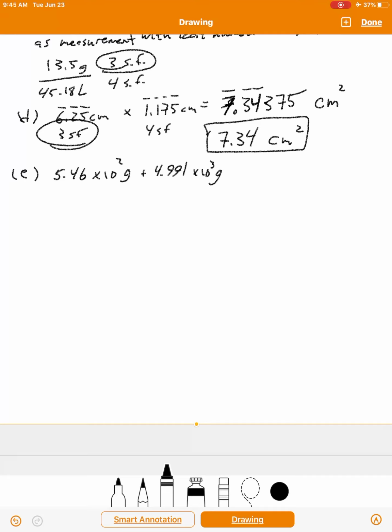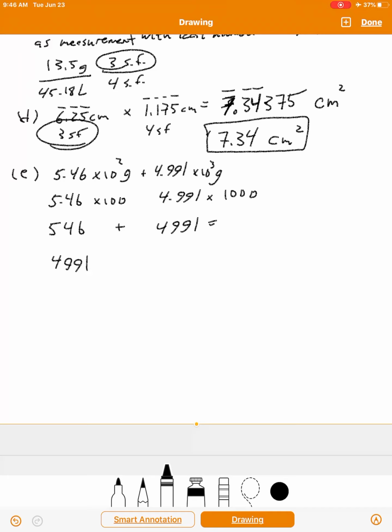So there's a couple approaches to this. Let me write this out. Really what this means is 5.46 times 100. Well, what's 5.46 times 100? It's 546, right? And then 4.991 times 10 to the 3, 10 to the 3 is 1,000. So that's really 4,991. Now they're in decimal form, you can add them. So that's one approach.